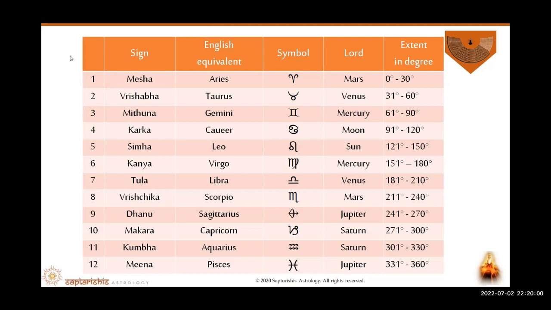Every sign holds some characteristics. It is very difficult to teach you each and every characteristic and how to use them in the predictive part. This will take a lot of time, so you need to work very hard in this area.